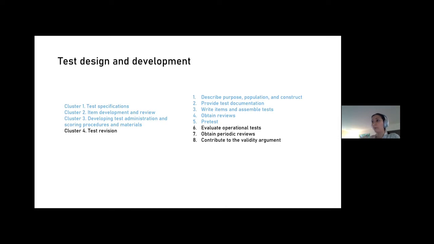And for pre-testing, developers should document the sampling process and the characteristics of the resulting sample used to evaluate these items. They should also document the statistical procedures they use to evaluate the items and the results of these analyses, including the fit of the model to the data, if that's applicable.